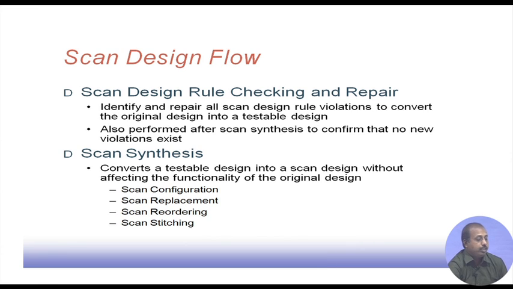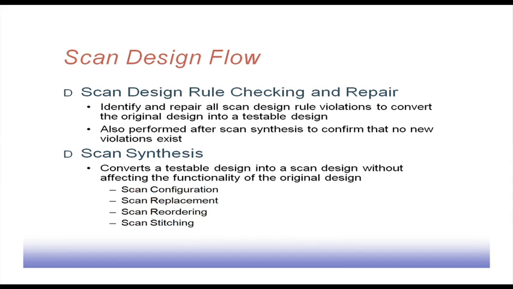So, the first part of this design flow is the scan design rule checking and repair. This is for identifying and repairing all scan design rule violations to convert the original design into a testable design. So, whatever scan design rules we have seen, they are checked, and if there is a violation, then they are corrected for making the design testable. And it is performed after scan synthesis to confirm that no new violations have occurred. After the modification has been done, it should be the case that no new violation has occurred. So, again the rule checking has to be done.